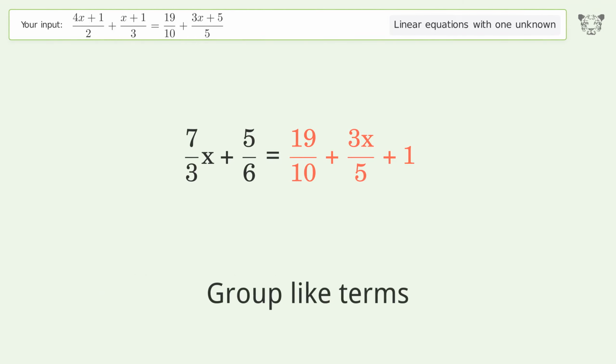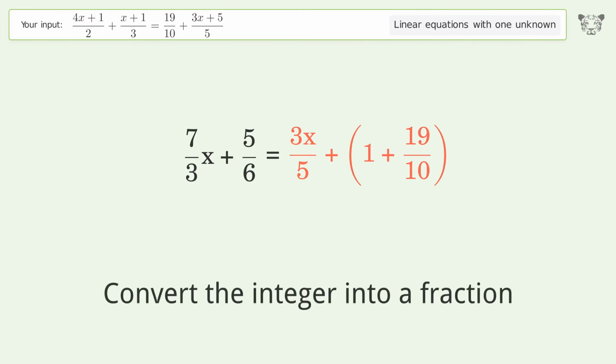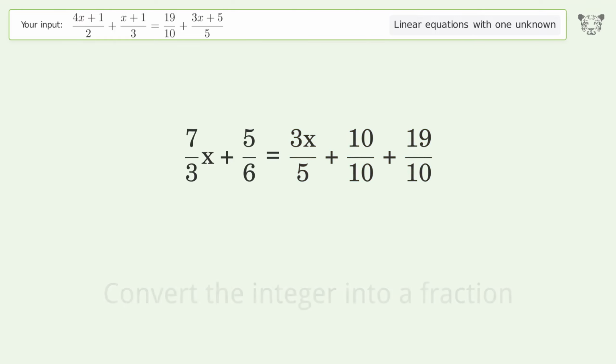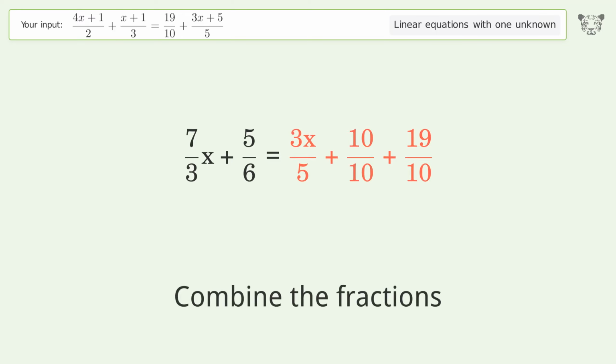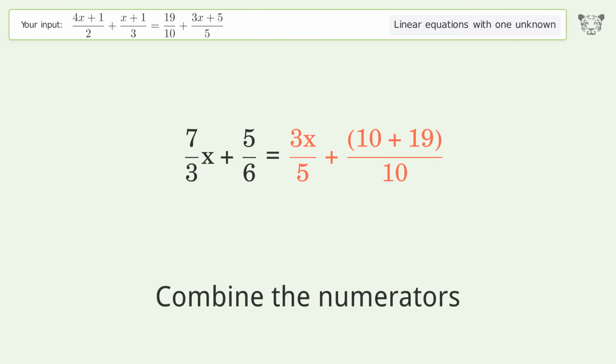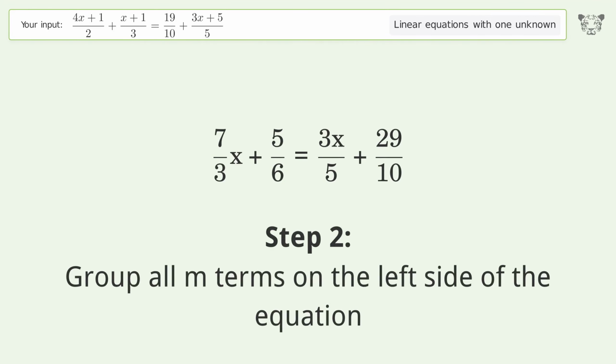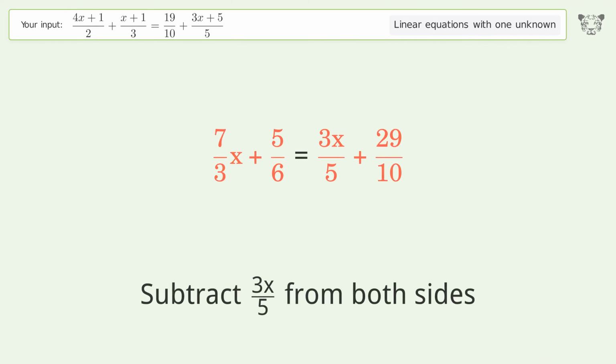Group like terms. Convert the integer into a fraction. Combine the fractions. Combine the numerators. Group all m terms on the left side of the equation. Subtract 3x/5 from both sides.